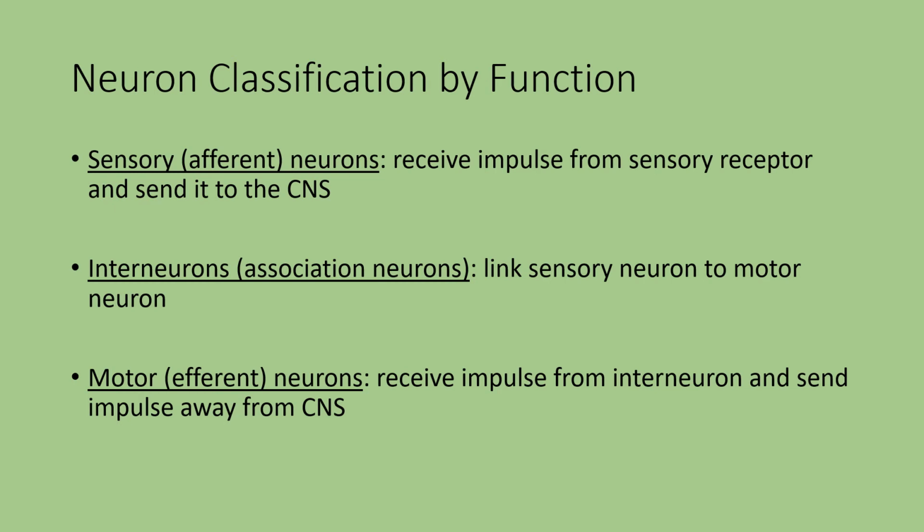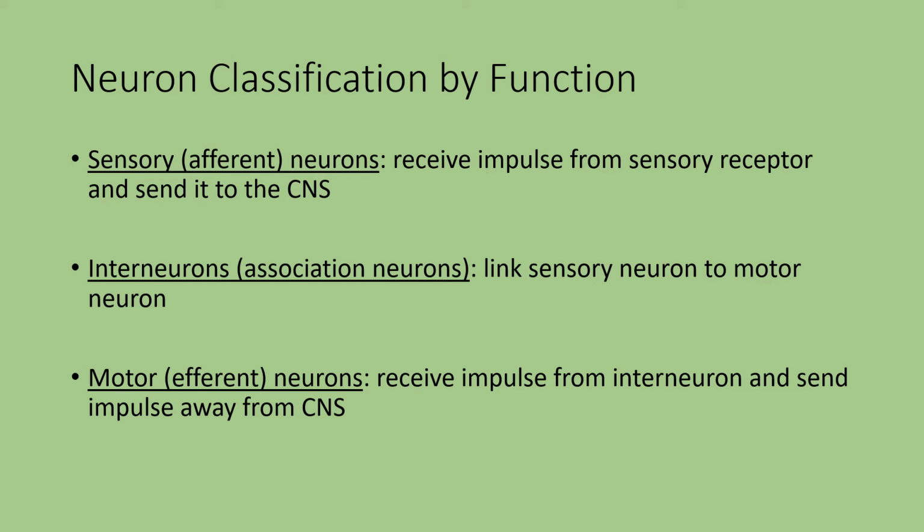Interneurons, also known as association neurons, are the intermediate. They're the middleman. They will connect a sensory neuron to the motor neuron. And then the third type is the motor neuron, or the efferent neuron. They are receiving that impulse from the interneuron and sending that impulse away from the central nervous system. So a sensory neuron sends impulse towards the brain, towards the spinal cord, the central nervous system.